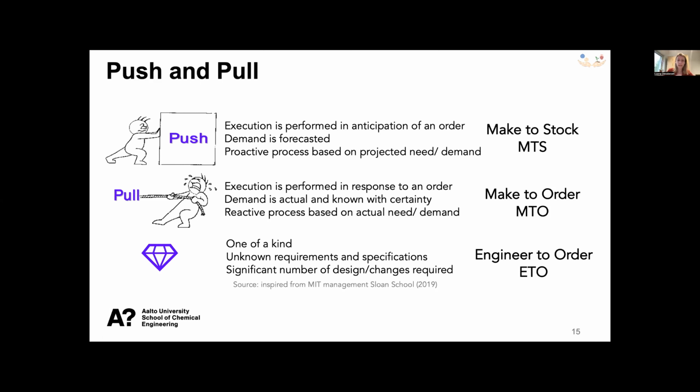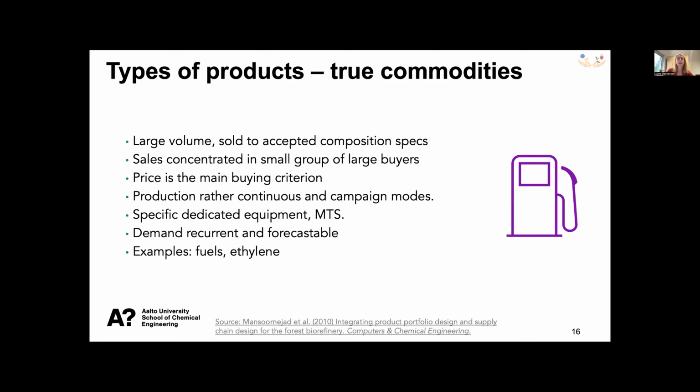And now let's take a look at the rest of this part with different types of examples. We need examples to understand. So we are talking about true commodities, large volumes. We have very well-known specifications for those, so we can make them all the same way. It's a large group of buyers. The price is the most important thing here. We would like to make it continuously, more and more, instead of making a little bit, then changing the process a little bit, and making more. It's not about campaign making in the mill. It's about making it continuously, in volume. So we use make to stock.